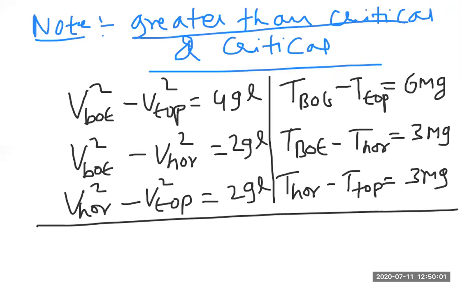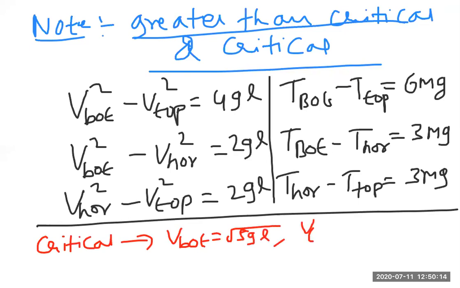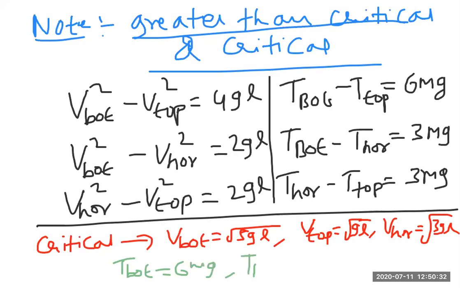I took the support from the critical values to write these. What are the critical values? Velocity at bottom is root 5 GL, velocity at top is root GL, velocity at horizontal is root 3 GL. Tension at bottom is 6 mg, tension at horizontal is 3 mg, and tension at the top is 0.